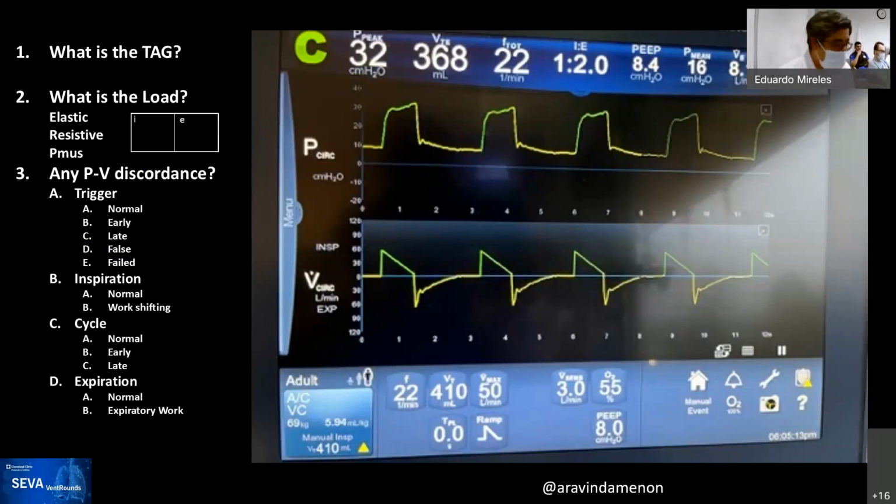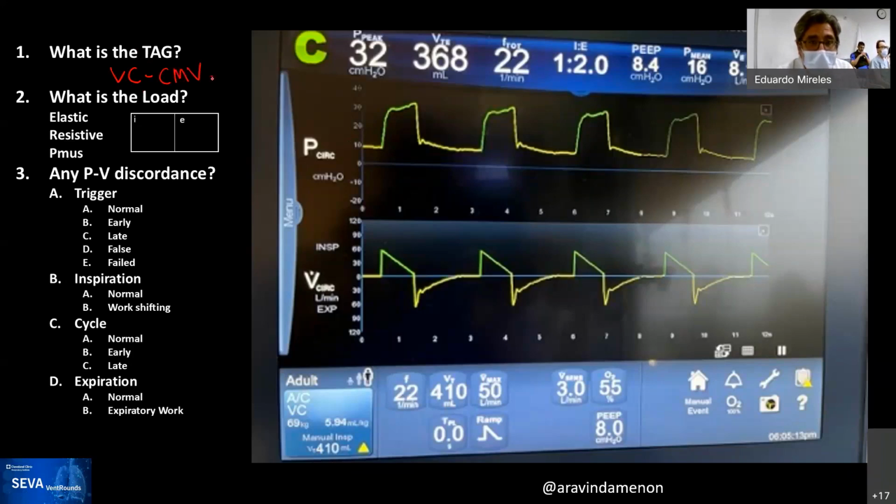Okay, go ahead. So for the target, it seems like the flow is strictly controlled. It seems like volume control would be the control variable. I don't see any color change, unless I'm missing anything, that would otherwise indicate the patient activating the trigger. I would say this is all mandatory and CMV at that point.